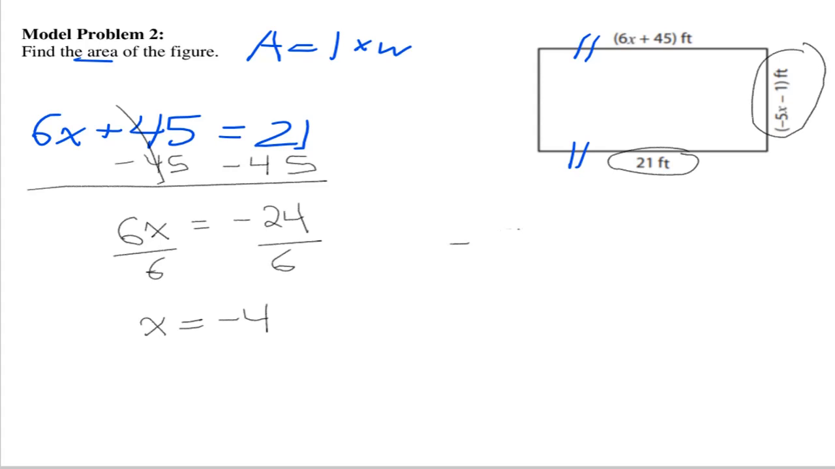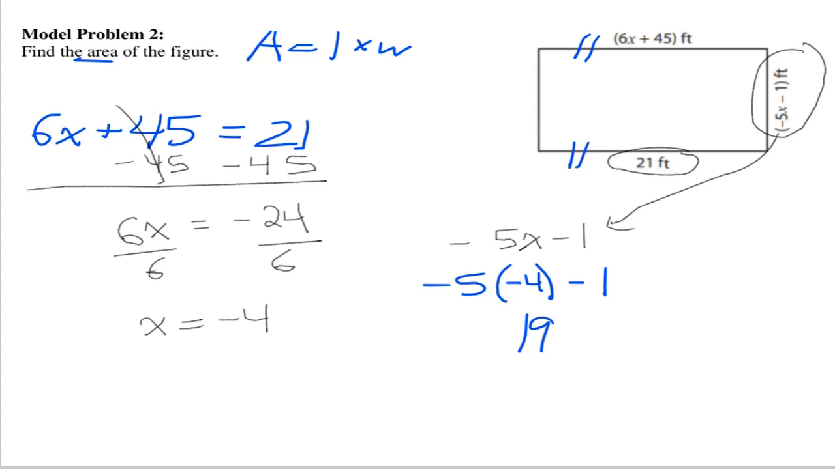So I have negative 5x minus 1. That's what this side says. But now I know that x is negative 4. So instead of x, I'm going to substitute in negative 4. Put that whole thing in my calculator. That's positive 20 minus 1. I'm going to get 19. Hey, that's not a negative number. It's a positive number. Alright, so now this side is 19, which means this side is 19, which means this side is 21, and this side is 21.